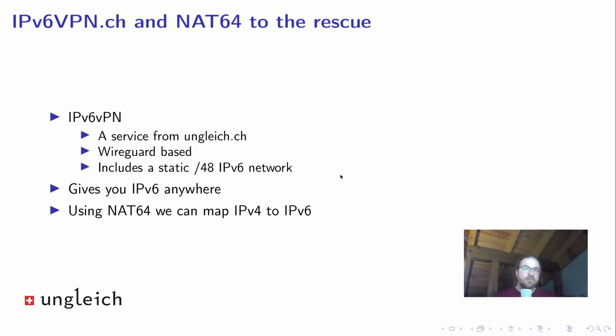Well, I think I talked about the IPv6 VPN from Ungleich before, and I also talked about NAT64 before. And now we're just gluing those two together. A short recap: the IPv6 VPN is a service from Ungleich. It's WireGuard based, and you get basically a static /48 IPv6 network routed to your end device. So you have 80 bits of IPv6 address space that you can use. Practically seen, it gives you IPv6 anywhere. We have customers in almost every country that I know of, and it just works.